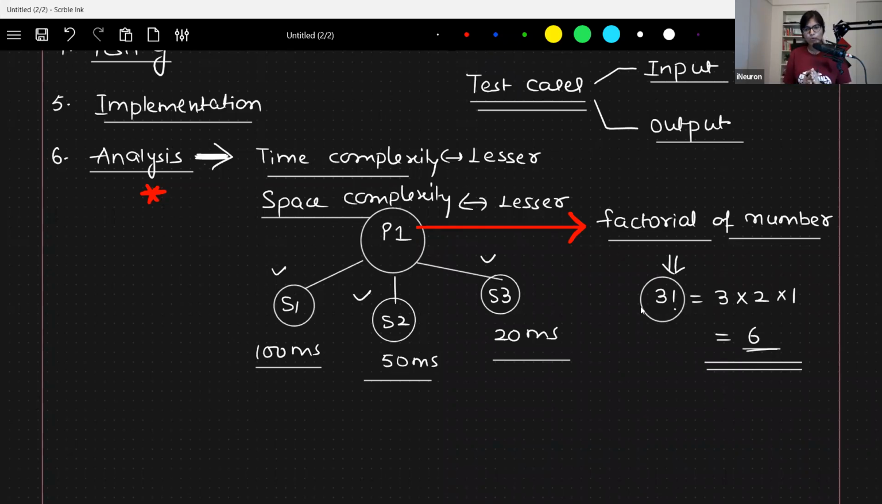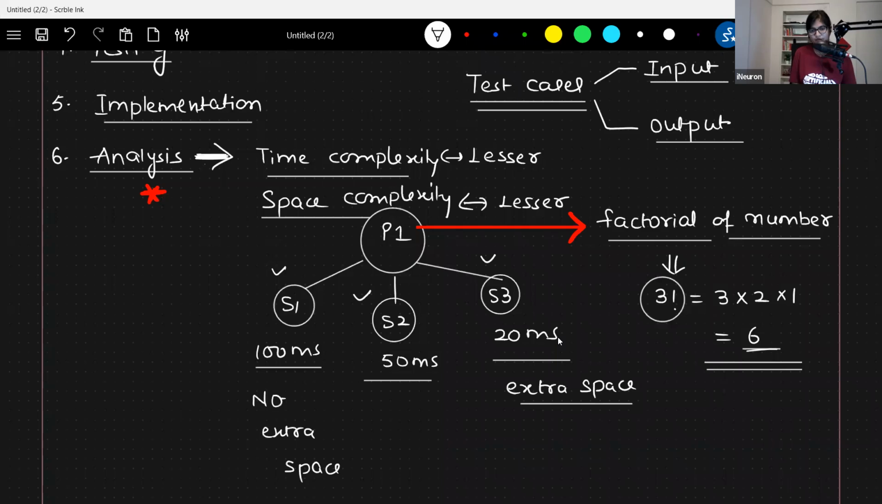Fine. But now, which one is more preferable? Suppose, for example, I'm saying that in 100 milliseconds code, it is not taking any extra space. But this particular S3 solution is running in 20 milliseconds, but is taking some extra space here. So what do you think? Here there is no extra space used. So which one should be more preferable now? Will you go for S1 or will you go for S3?